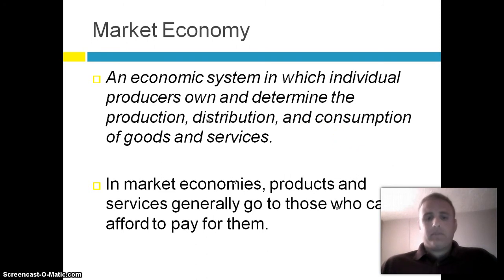In market economies, products and services generally go to those who can afford to pay for them. Think again today. Think about buying a car. When you go out and buy a car, you're not going to show up at a car dealership and walk off the lot with whatever car you want for free. You go there and you can afford to pay for a certain type of car with a certain amount of miles and a certain amount of years on it. And that's what you'll walk away with. The more money you have tends to get you the better car.